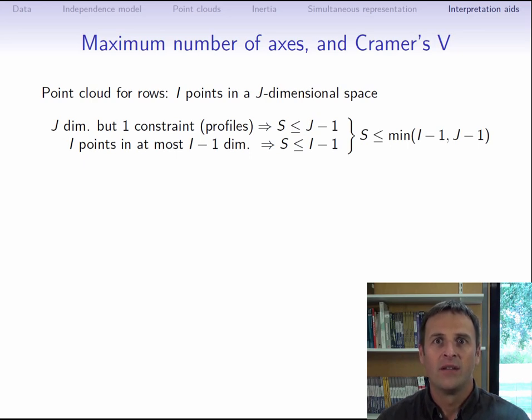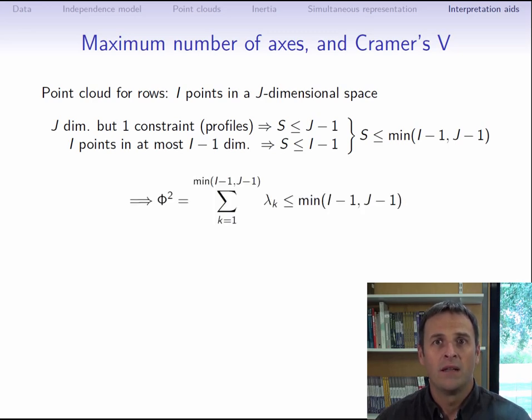Overall, where does this lead us? Well, the maximum number of dimensions with non-zero inertia in correspondence analysis has to be less than or equal to the minimum of these two numbers, that is, the number of columns minus 1 and the number of rows minus 1. So, for the Nobel Prize example, as we have a table with 8 rows and 6 columns, we can be absolutely sure that with 5 dimensions, we will have found 100% of the inertia.